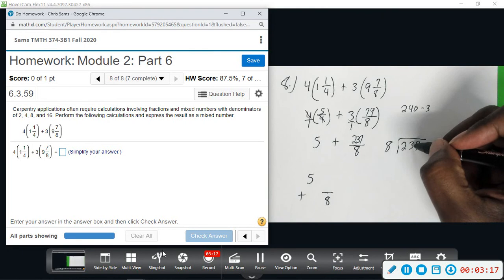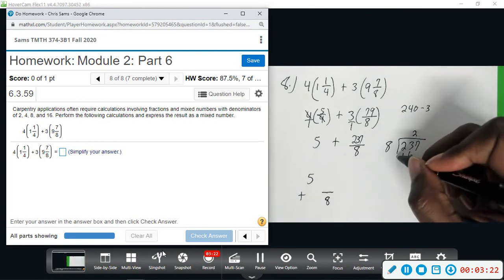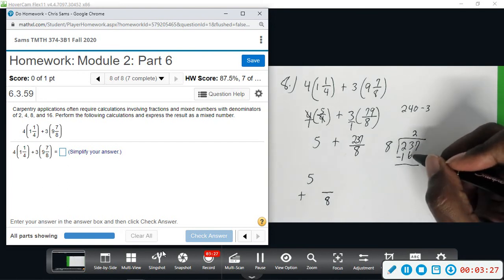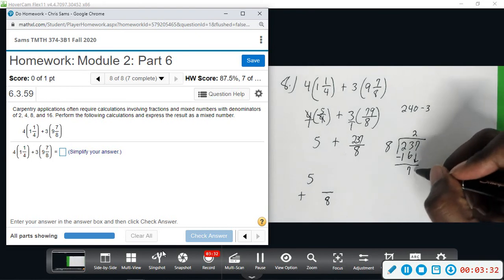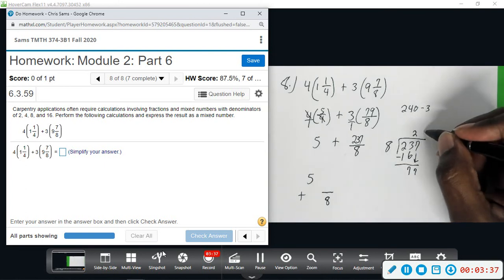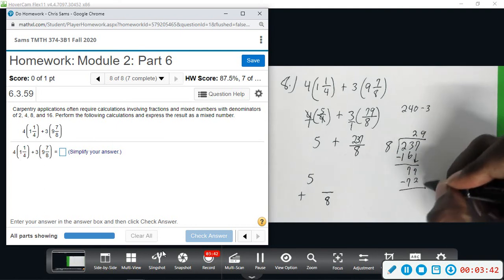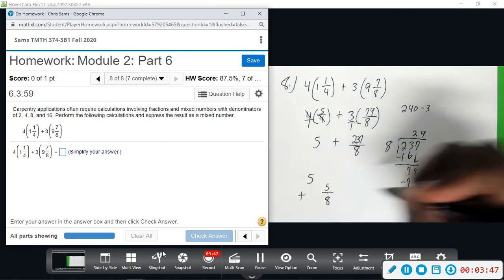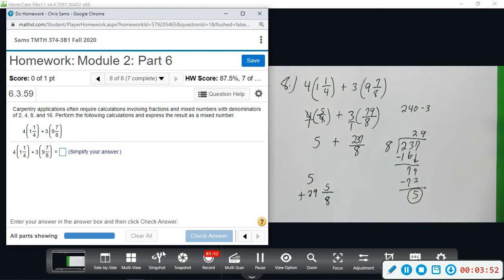So 8 goes into 23 2 times, gives us 16. 8 times 2 is 16. Subtract, and that will give us 7. Bring down 7, and 8 will go into 77 9 times. 8 times 9, 72. Subtract that off, we're left with a remainder of 5. Okay, so that 5 is what we got here. 5/8 is what we have left, and we have 29 as our whole number part.